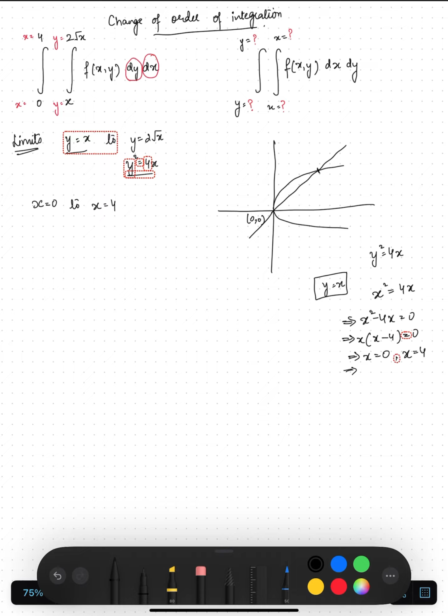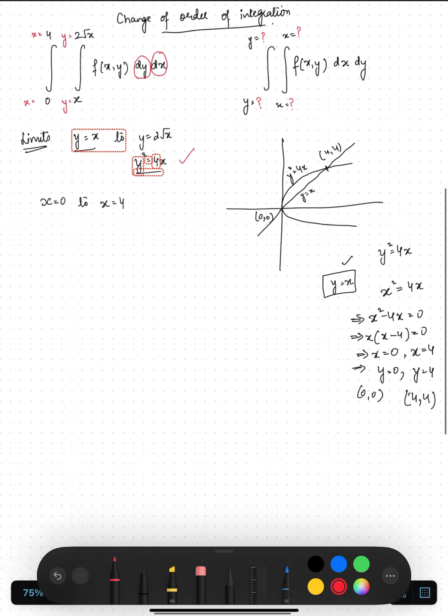For x is equal to 0, from y is equal to x, I have y is equal to 0, and for x is equal to 4, I have y is equal to 4. So the two intersection points are (0, 0) and (4, 4). So this is (0, 0), and definitely this point is (4, 4). And now let me just plot it alongside. This is y is equal to 0. This is y square is equal to 4x. So the first limit is done for plotting.